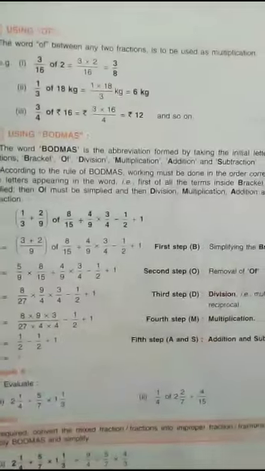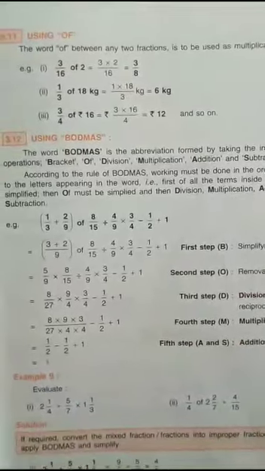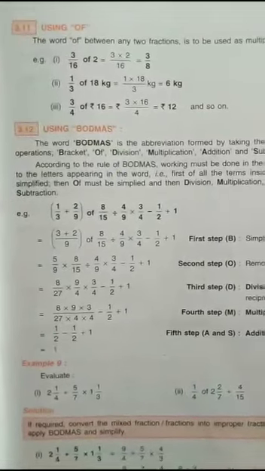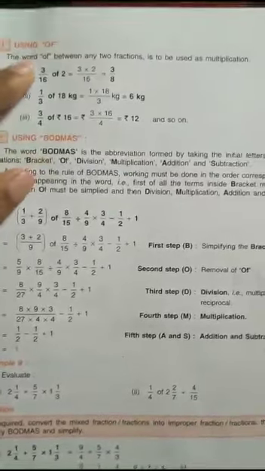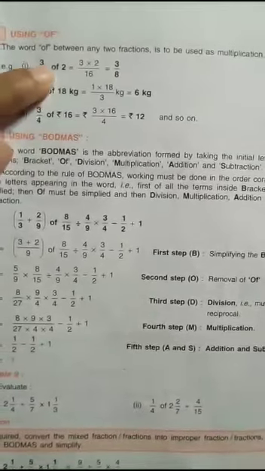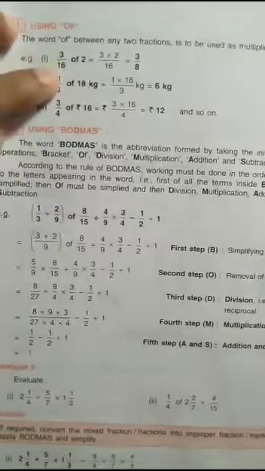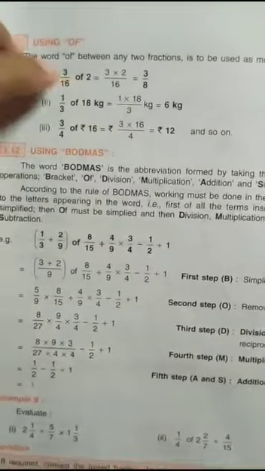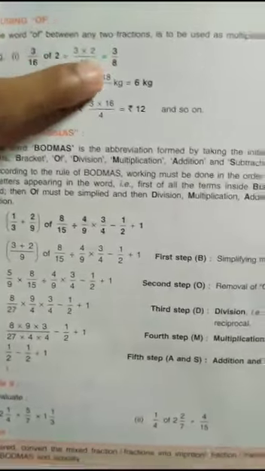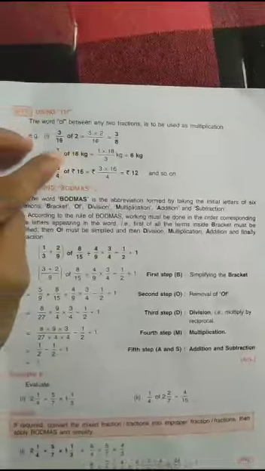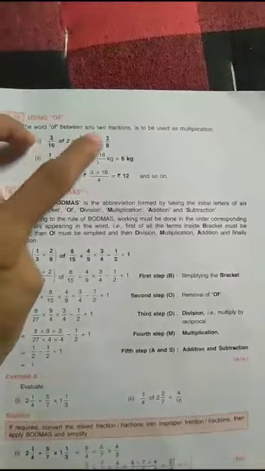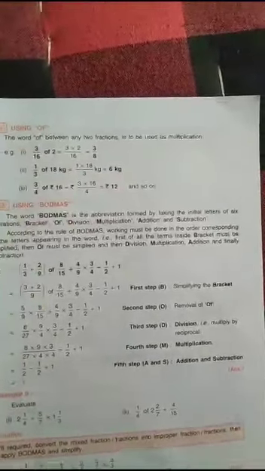Now using of: the word of between any two fractions indicates multiplication. So if we consider 3 by 16 of 2, that means 3 by 16 into 2. So 3 into 2 by 16, so 3 by 8 will be the answer. 1 by 3 of 18 kg means 1 by 3 into 18 kg. So 1 into 18 by 3 into 1, so 18 by 3. Ultimately 6 kg will be the answer.